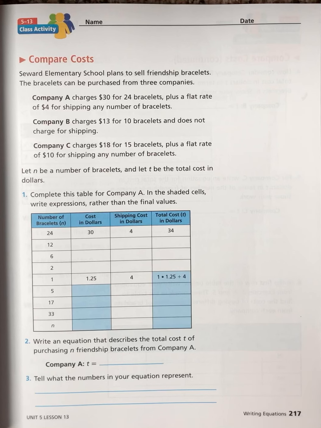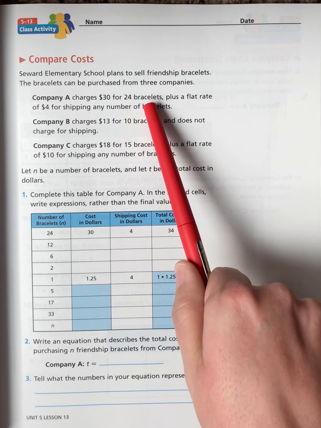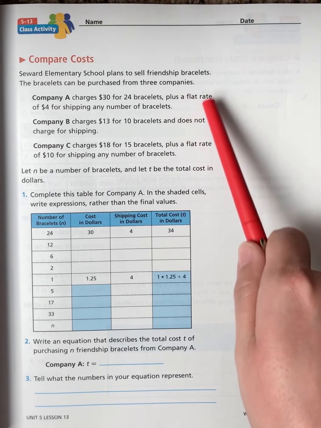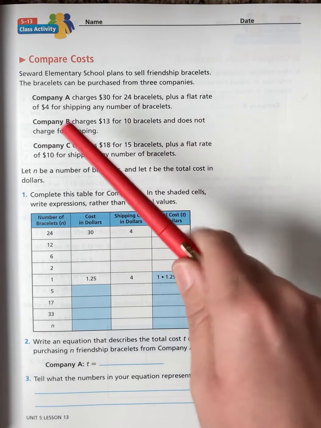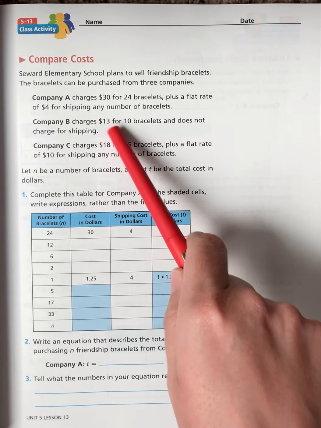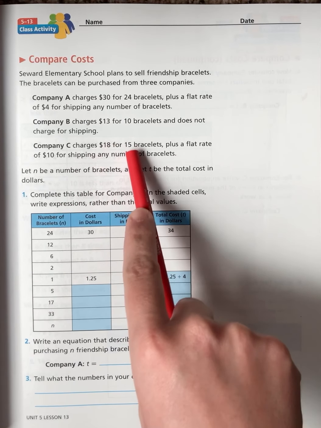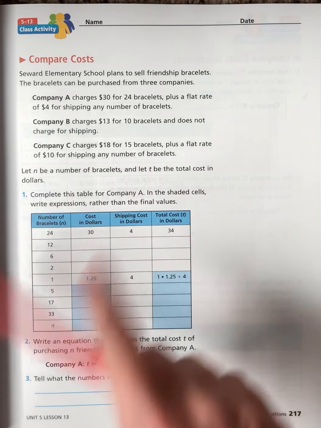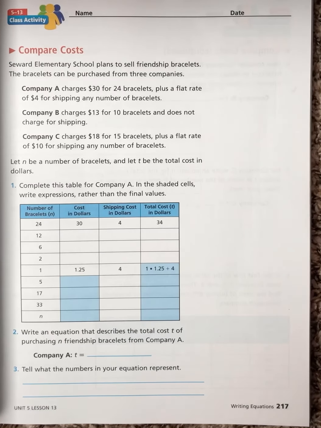In this first case, we have company A. They charge $30 for 24 bracelets, plus a flat rate, which just means it doesn't matter how many bracelets you get, you have to spend $4 for shipping. Company B charges $13 for 10 bracelets, and they do not charge for shipping. And company C charges $18 for 15 bracelets, plus a flat rate of $10 for shipping costs. So we're going to look at those three different deals, companies A, B, and C, and try to figure out which one has the best deal.